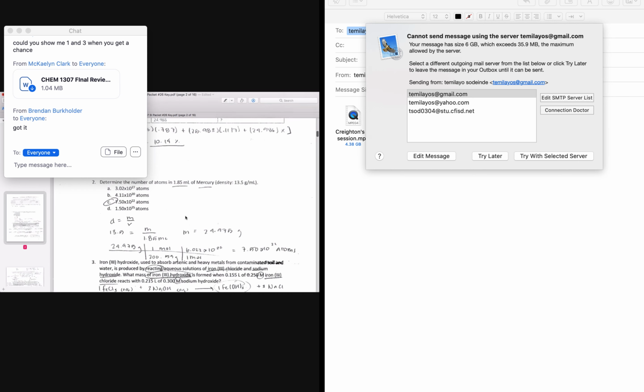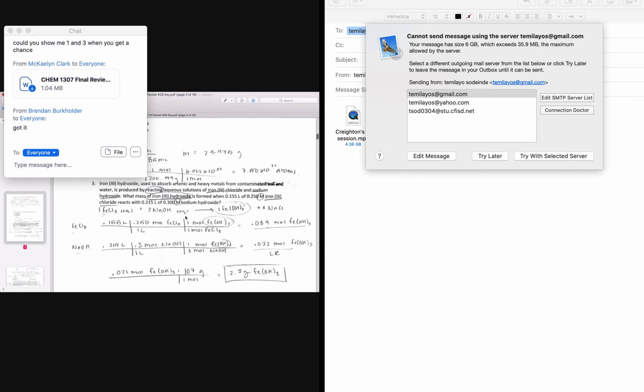Okay, so then I also got asked to show 3 again. So here's 3 for you. Hopefully you can read it okay. My handwriting gets messy sometimes, I'm sorry. Yeah, of course. All right, are there any other questions?